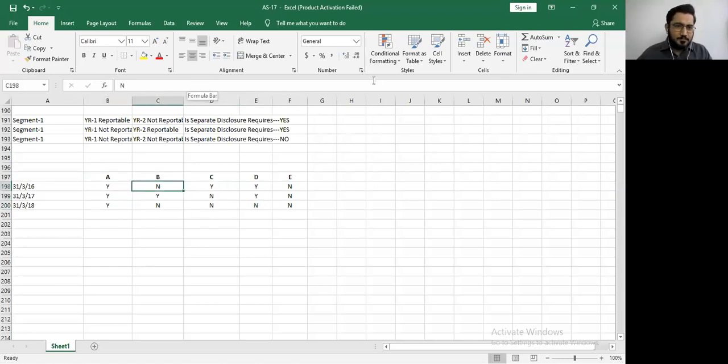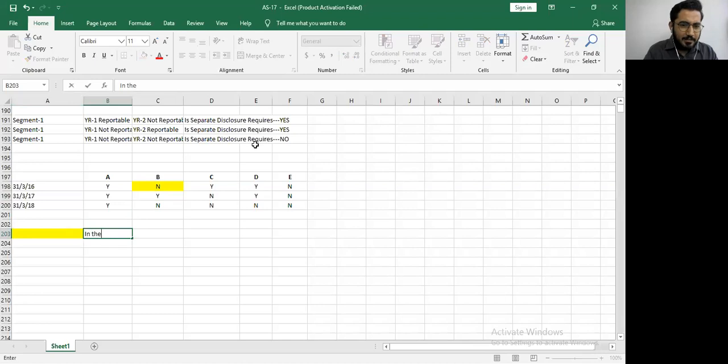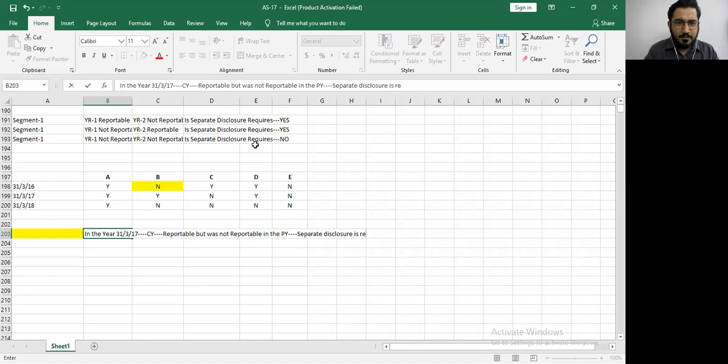First, let's understand this one. Let's first understand B, the yellow highlighted portion. If I talk about the year 31st March 2017, which is the current year, in the current year it is reportable, but it was not reportable in the previous year. Separate disclosure is required in 31st March 2017.